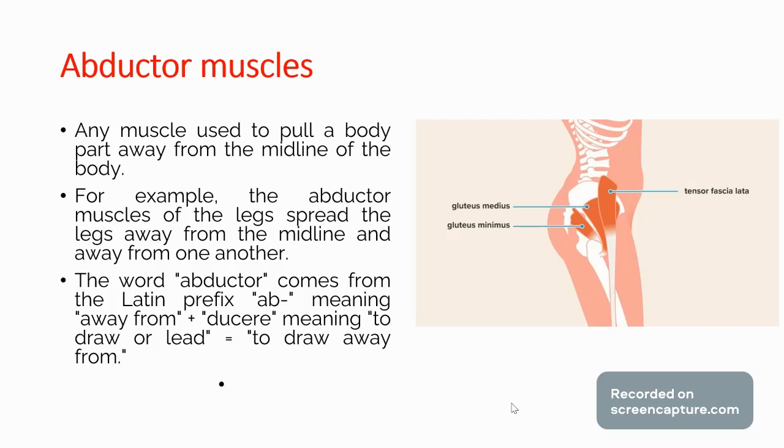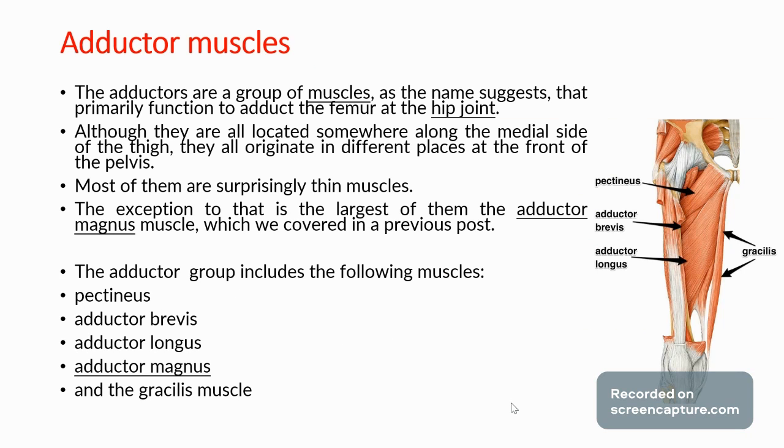Another type of muscles are abductor muscles. Abductor muscles pull a body part away from the midline of the body. For example, your leg. Whenever you pull your leg away from your midline, this type of movement is controlled by the abductor muscles. Opposite to this are adductor muscles. These are a group of muscles. Their name itself suggests that the primary function of the adductor muscle is to bring the arm closer, or to bring the leg closer to your body. The muscles involved in it are pectineus, adductor brevis, adductor longus, adductor magnus, and gracilis. These muscles are also shown in the diagram of this slide.